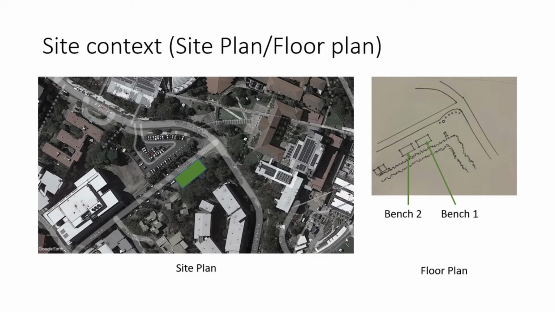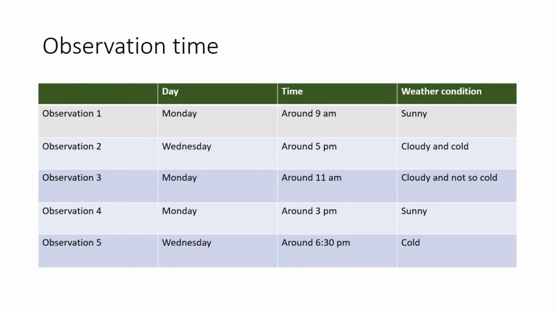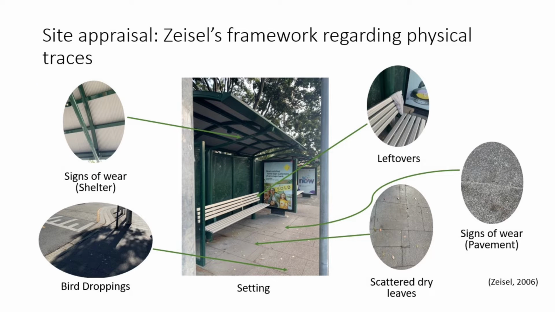As you can see from the floor plan, the bus stop area is marked from the route information pole to the trash bin. These are my observation times with three different zones: morning, afternoon, and evening. Let's look at the site appraisal.